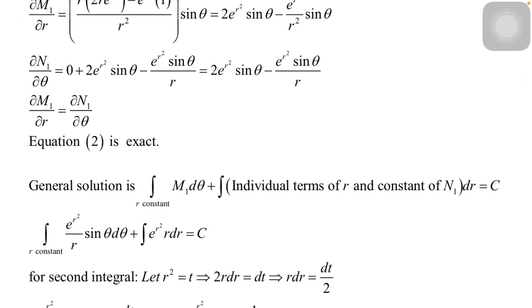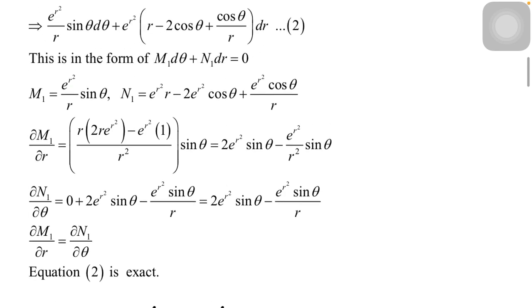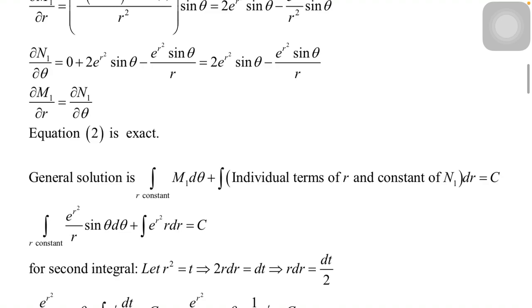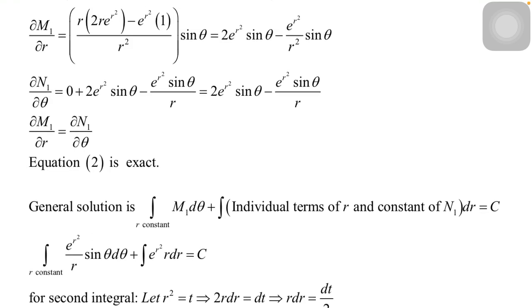So write as it is m1. What is m1? E power r square into sin theta by r is m1, and treat r as a constant plus individual terms of r. That means you take only r terms. Wherever theta is involved, you just leave them.